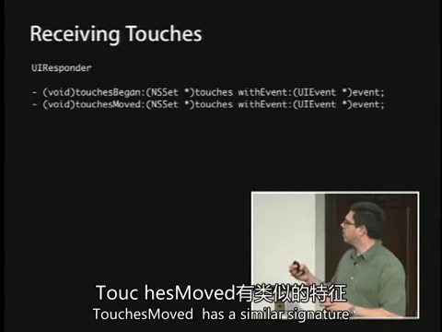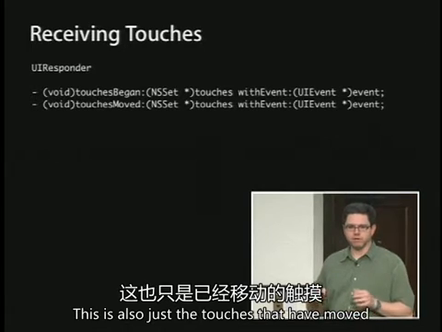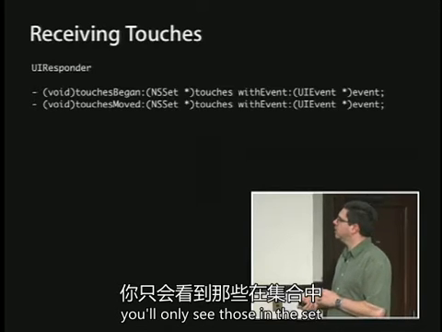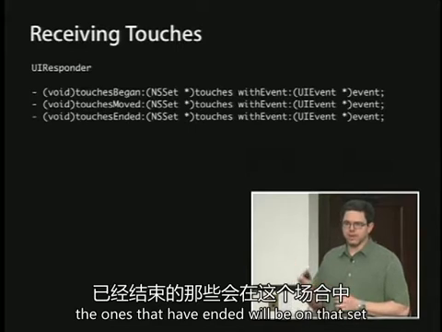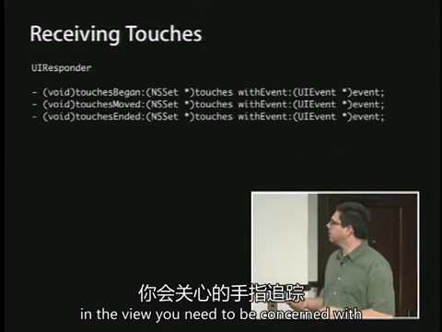touchesMoved has a similar signature. This is also just the touches that have moved. If there are multiple fingers in the view and only some move, you'll only see those in the set. touchesEnded, similarly, the ones that have ended will be in that set. There may still be other fingers tracking in the view you need to be concerned with.